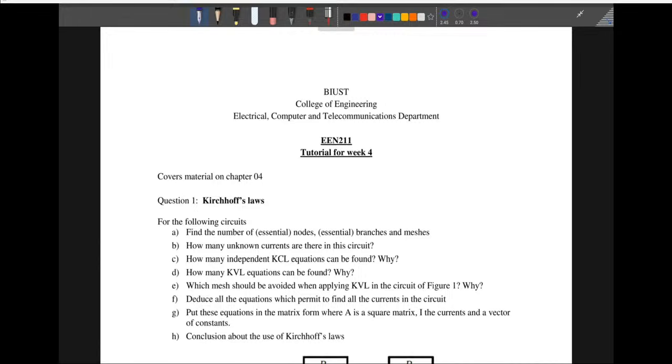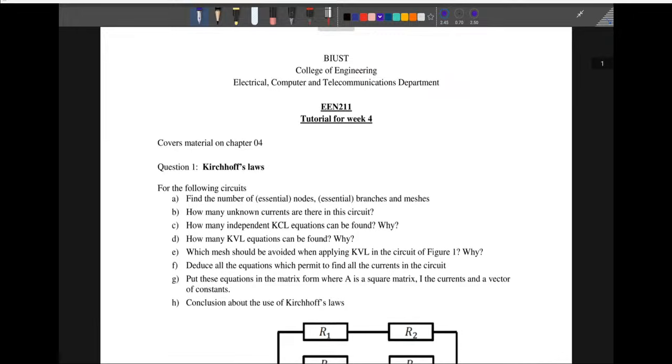So let's start with the very first one. There's something which I'll need to teach you here, which is going to be very important when you're solving these things. Here they are going to say, find the number of... these type of questions you should solve quick, fast. Find the number of essential nodes, number of essential branches and meshes. How many unknown currents? Which mesh? Deduce all equations.